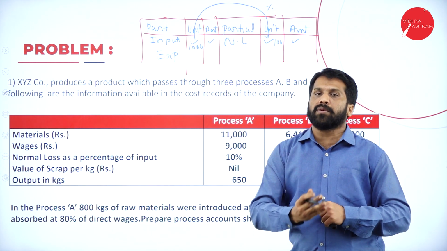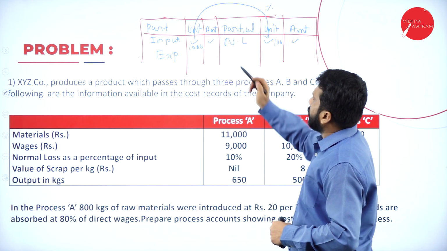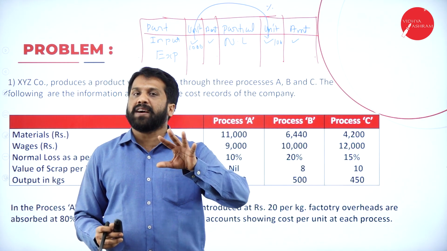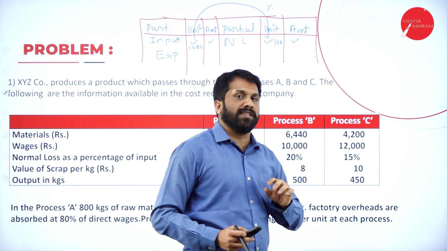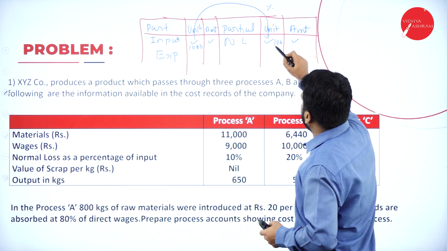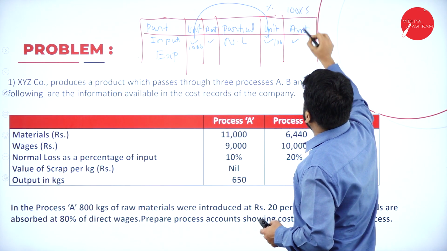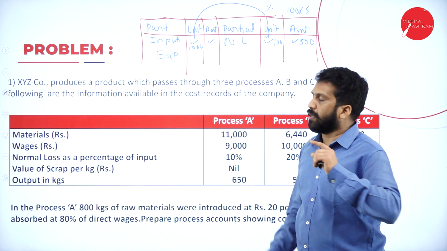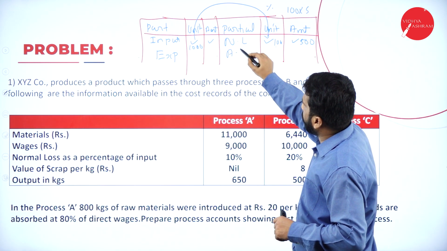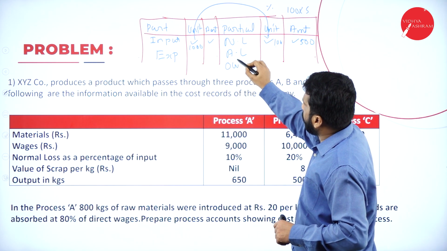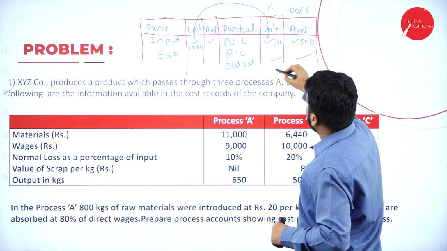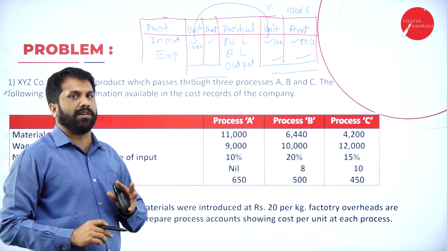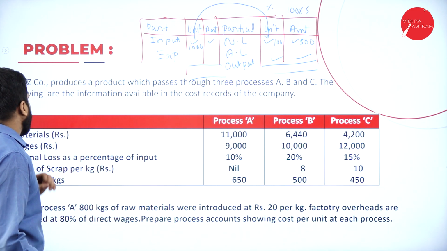What about amount? In the sense, they will tell you normal loss is sold at a scrap value of 5 rupees. Then what you have to do? 100 into 5, your amount is 500. Hope you are clear. After this, if there is any abnormal loss, then finally output. This much only is your format for process. Easy format, easy logic. So these are your information.